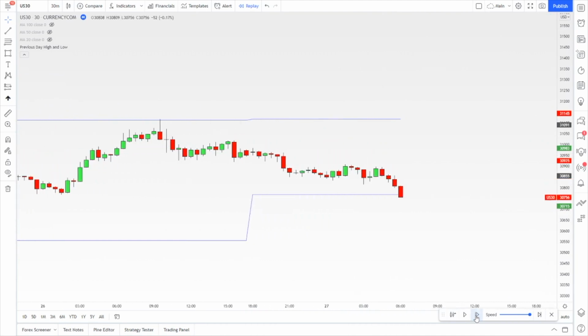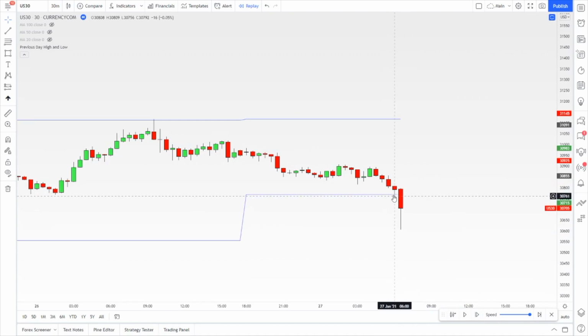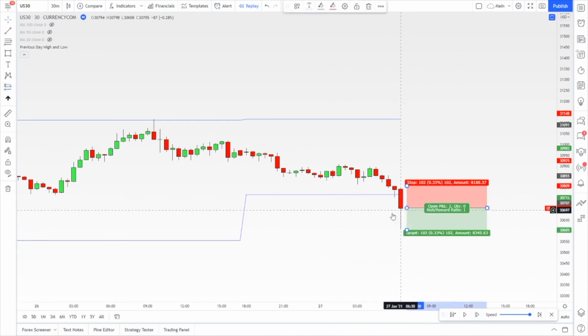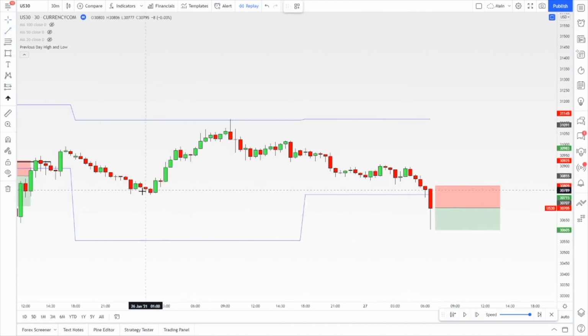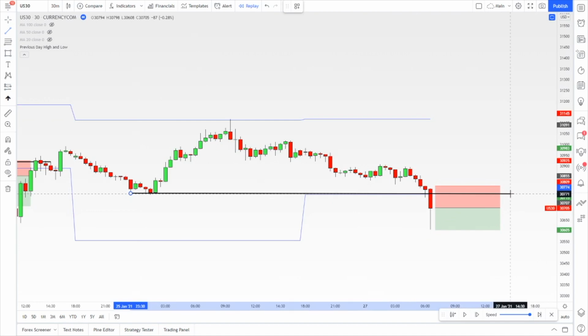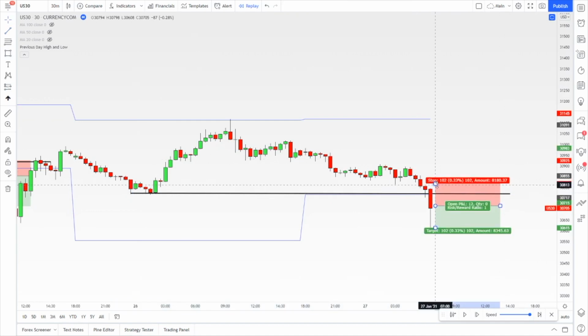And bam, that didn't close. This did close. So let's see if this one would have worked better. In this case, bam, we could put stops. Let's use structure to our advantage. We'll go here. There we go. Put that stop loss just a little bit higher.